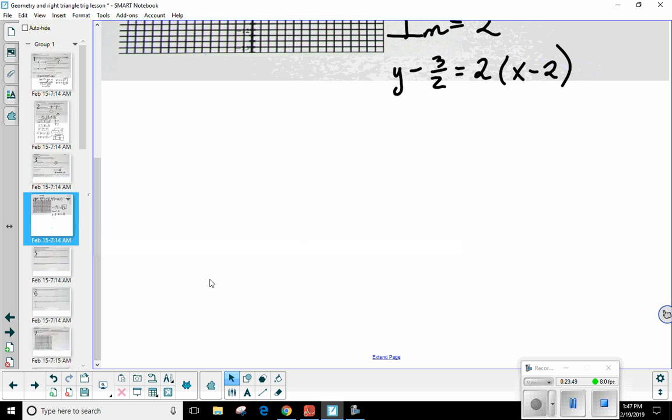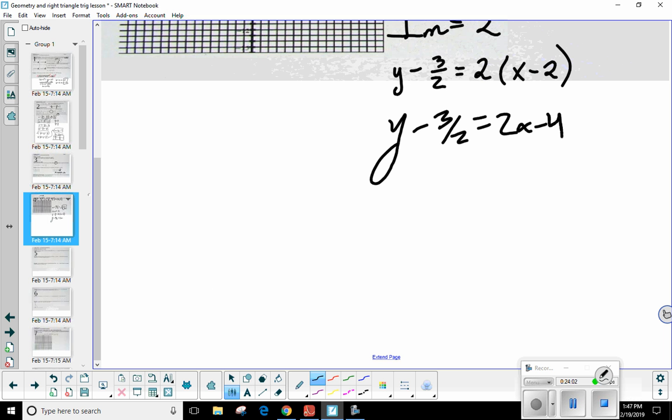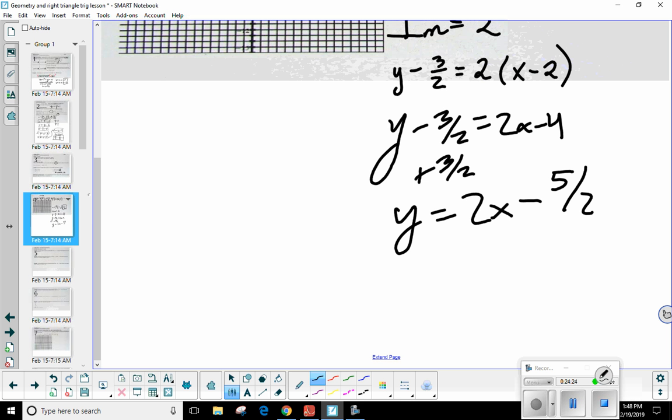There you go. Perfect. So this should equal to y minus 3 over 2 equals 2x minus 4. Then we just add 3 over 2. So it'll be y equals 2x, negative 4 plus 3/2. Well, that's negative 5 halves, right? Yeah, it's negative 5 halves, because that's 8 halves minus 3 halves, 5 halves.